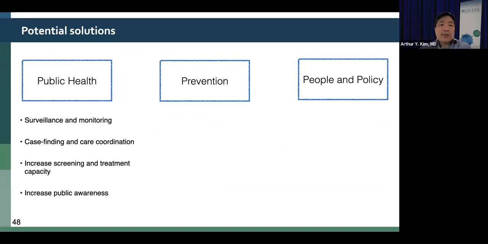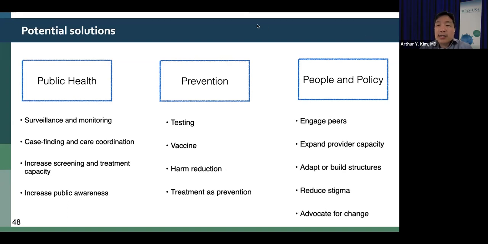And so in the final few minutes, after discussing prevention, I just wanted to talk about other people-based solutions to eliminating hepatitis C. One is to engage your peers, engage people in the community, and we hear this, that say, hey, my friend got treated for hepatitis C, and so that's why I'm inspired to come in and get treated. Expand the provider capacity, reduce stigma we talked about, adapt your structures, advocate for change.